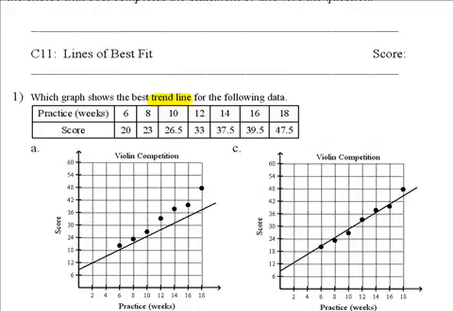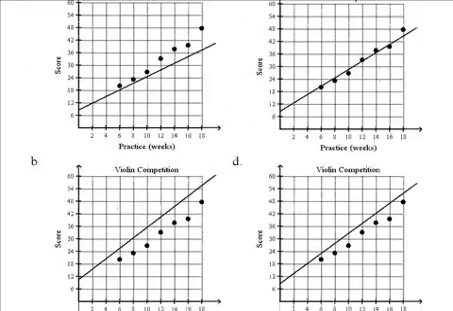If you remember your trend line stuff, when you draw a trend line, you want about half the data, if you can, to be below the line and about half the data to be above the line. So A is a bad one. Got everything above the line. B is a bad one. We got everything below the line. D is bad, and we got everything below the line.